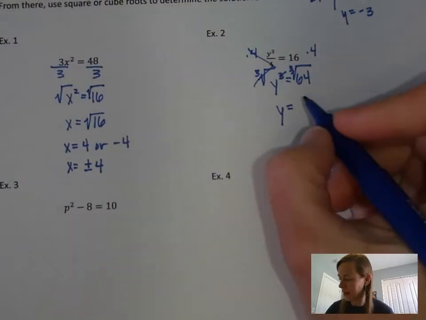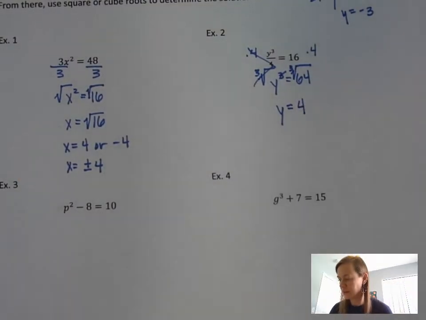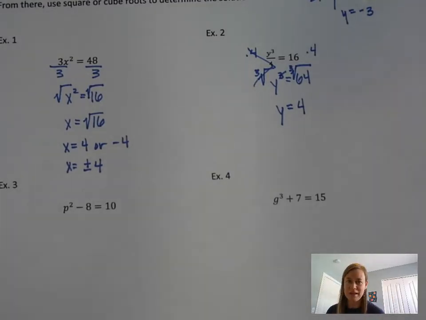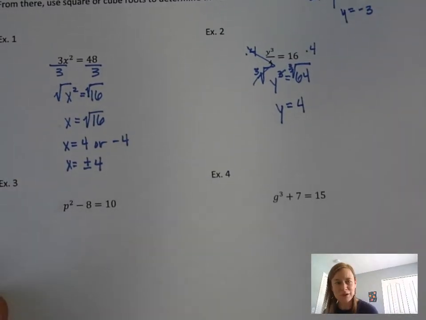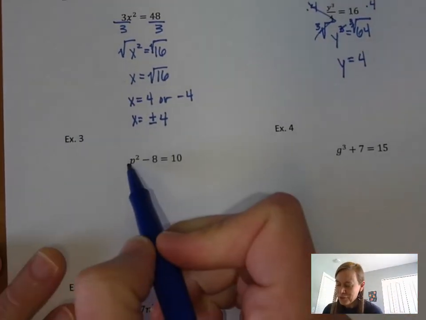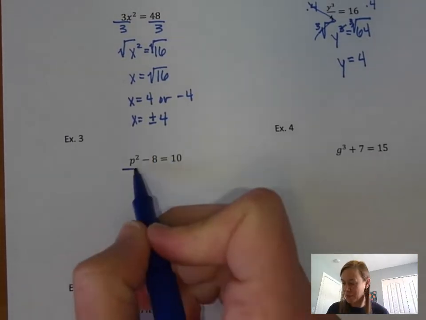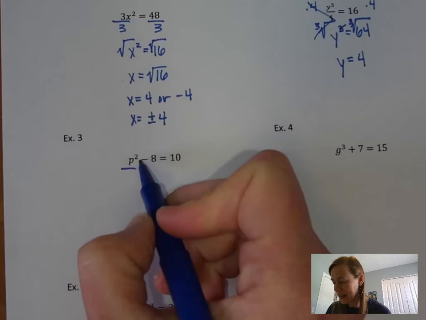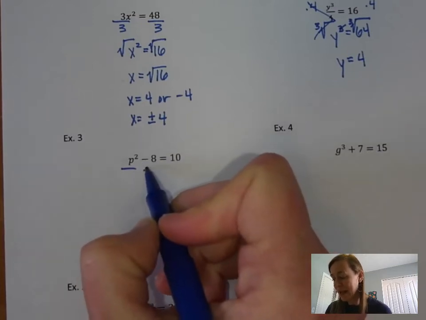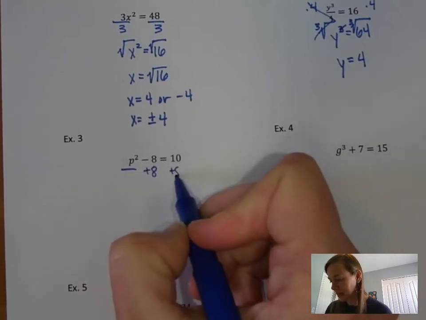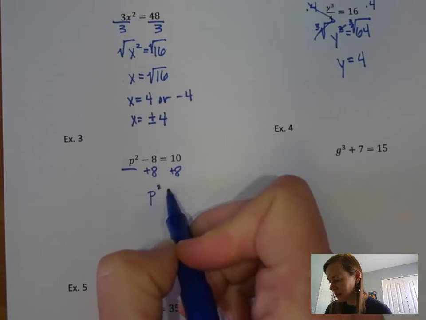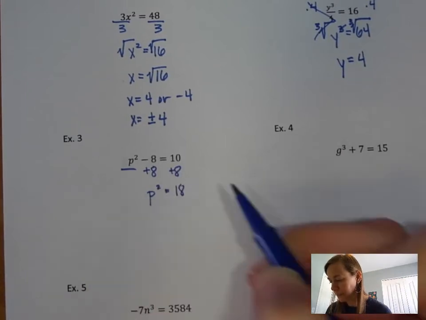So we know that y is equal to 4. With cube roots, you're only going to have one answer, so you don't have to worry about positive and negative. Let's go on to example 3. This time we have p squared minus 8 equals 10. What's step 1? Step 1 is to get that p by itself. All right, so let's get rid of that minus 8 by adding 8 to both sides. You're going to be left with p squared equals 18.